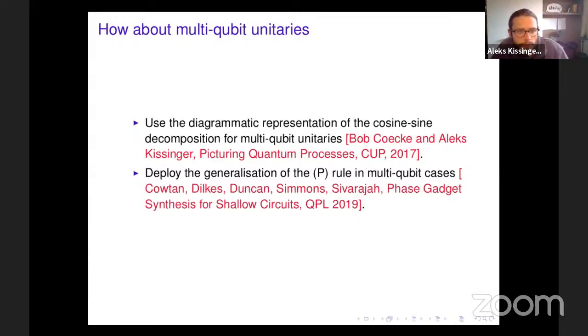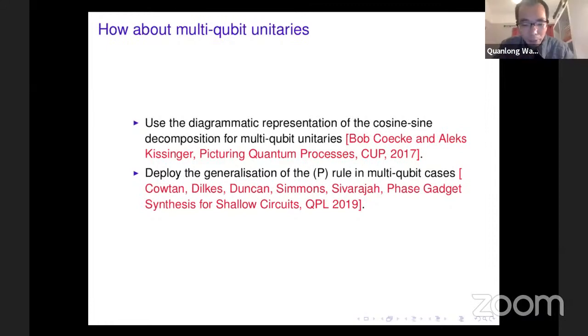So, where do you think the ZX calculus really comes into this? I mean, the P rule could be said to be something that's really just about the Euler decomposition of unitaries. Do you think it's maybe in the multi-qubit case that it gets more ZX-y?